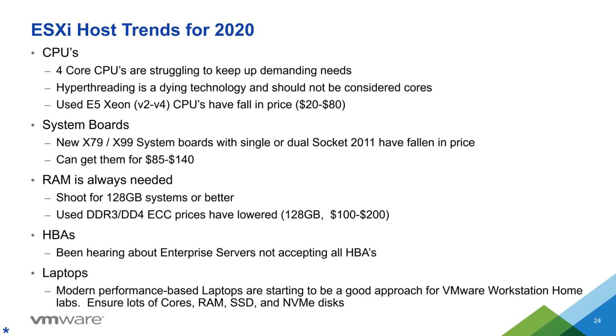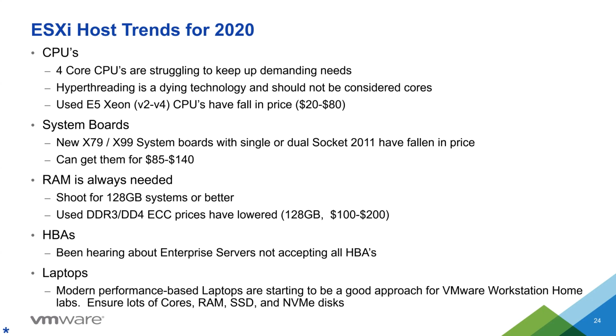There are some new system boards out there on the market too. The Chinese market has made a bunch, if you look for X79 or X99 system boards, if you're building it yourself, right? They have Socket 2011, and they're falling in price: 85 to 140 bucks for a dual processor system board, 16 cores with maybe $50 in processors. And you've got one heck of a great workstation board there, a good building block.